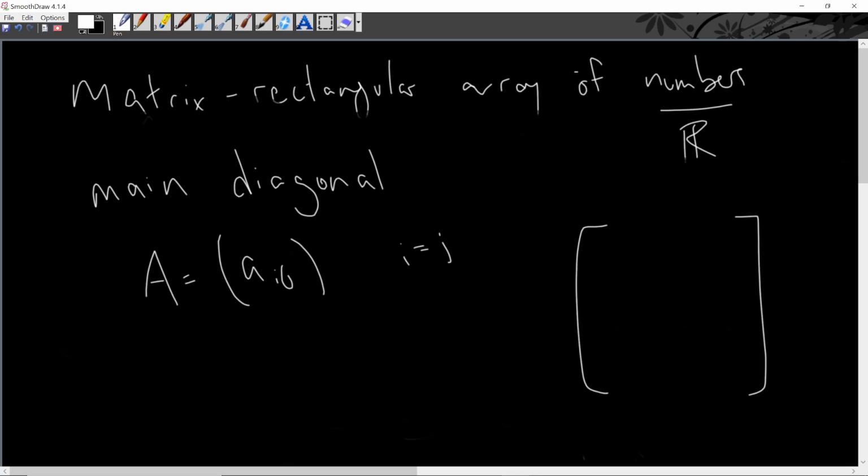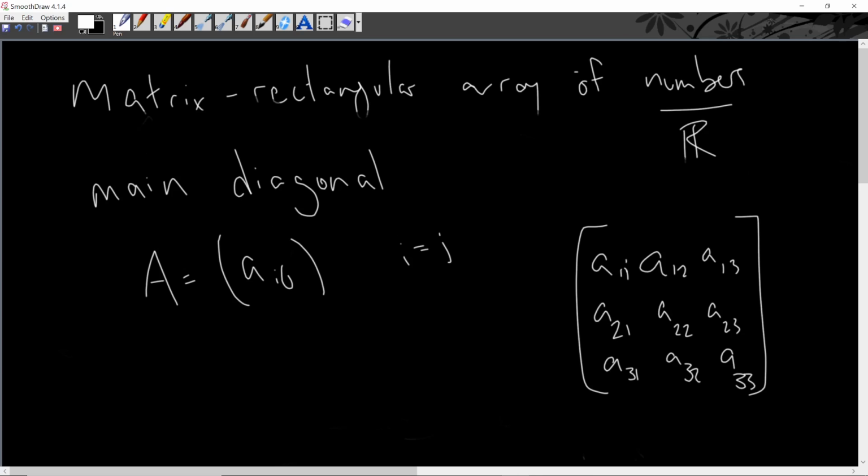This is always going to be a square matrix. We have a11, a12, a13, a21, a22, a23, a31, a32, and then a33.